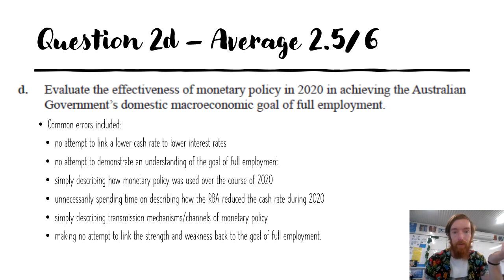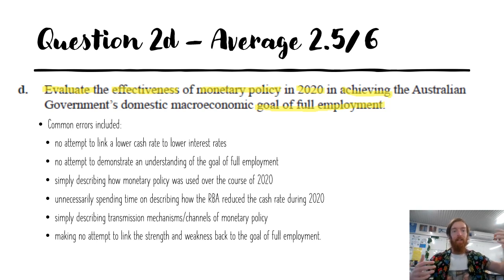Then for our final question we're going to look at is question 2D, which is evaluate the effectiveness of monetary policy in 2020 in achieving the Australian government's domestic macroeconomic goal of full employment. So we're going to talk about a couple things with the question first, evaluate being strengths, weaknesses, and a conclusion. The effectiveness saying, has it done good or bad? Monetary policy being interest rates on the cash rate. In 2020 meaning having to link it to recent events.